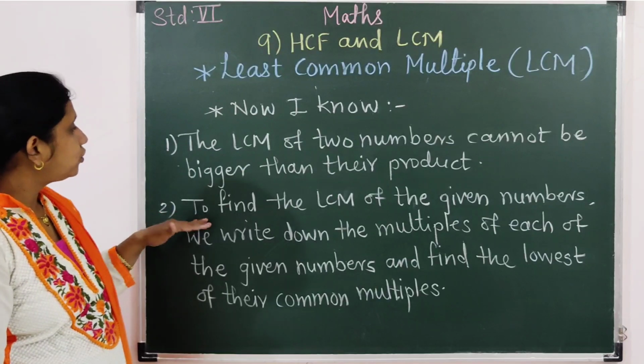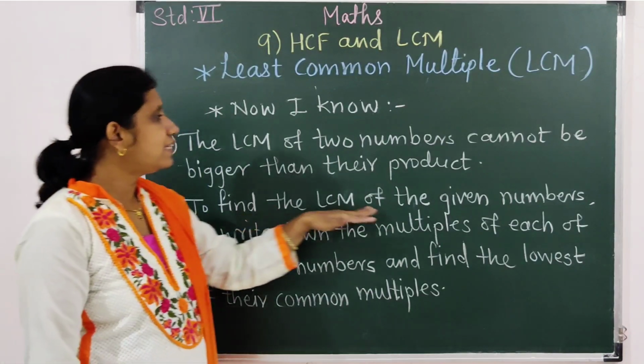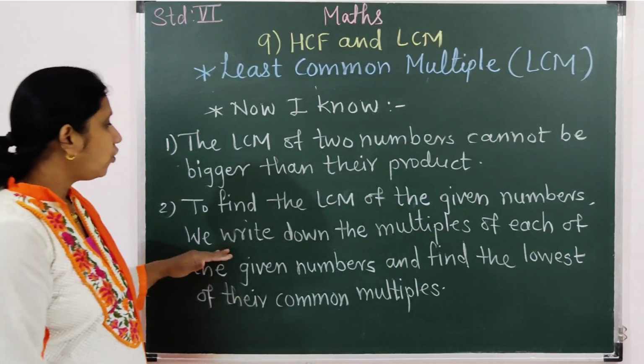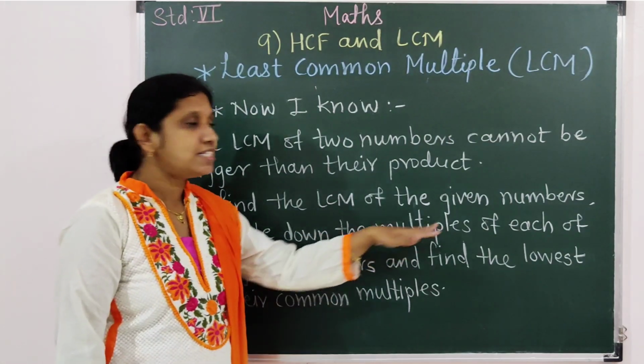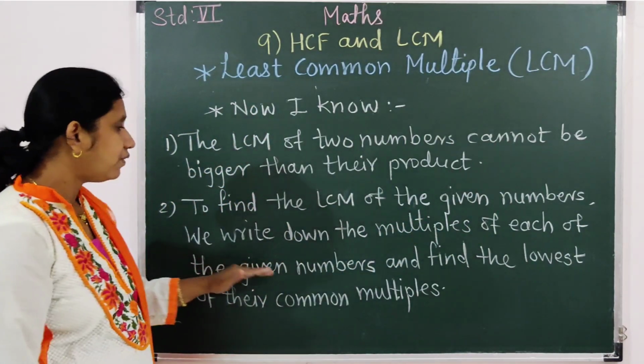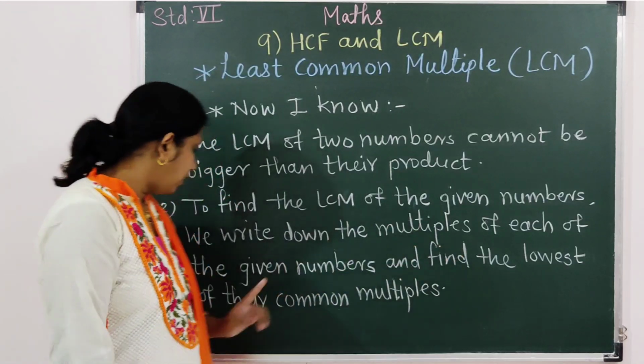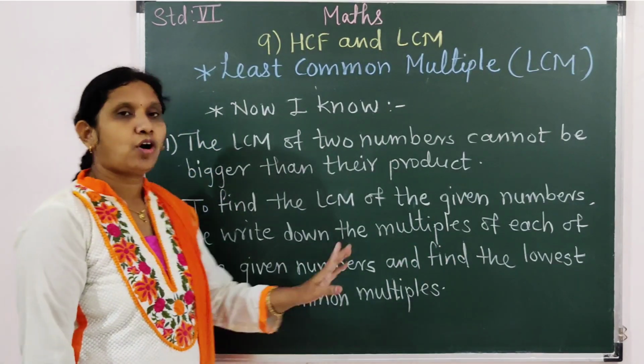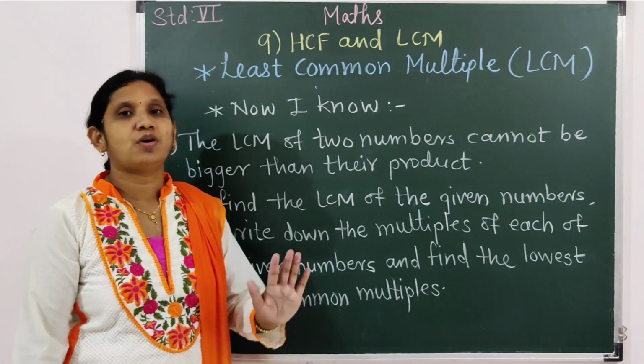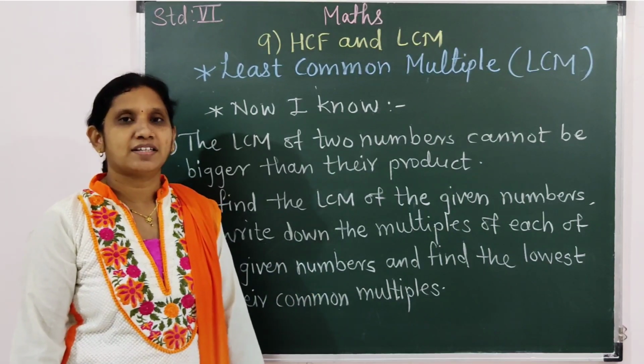Now the second one. To find the LCM of the given numbers, we write down the multiples of each of the given numbers and find the lowest of their common multiples. This is what the LCM is.